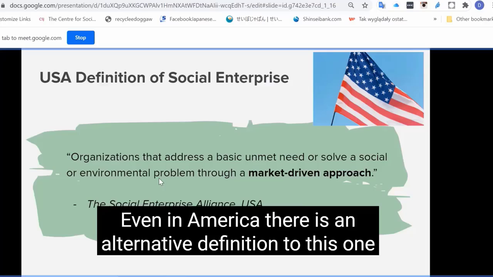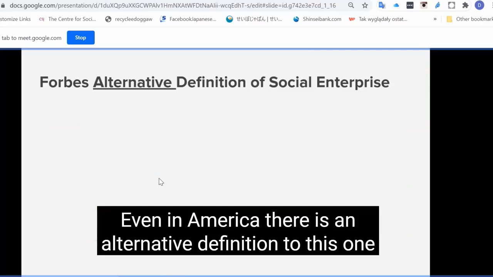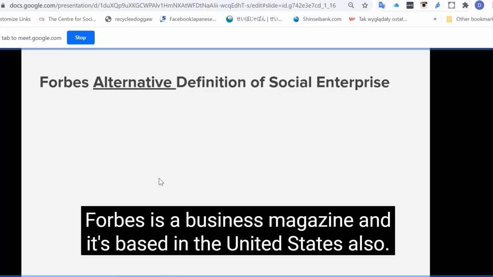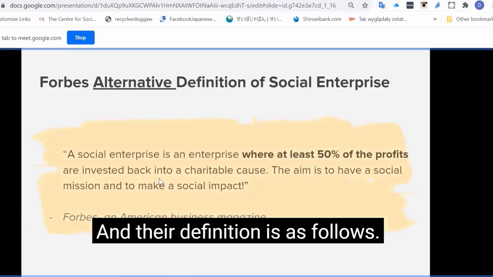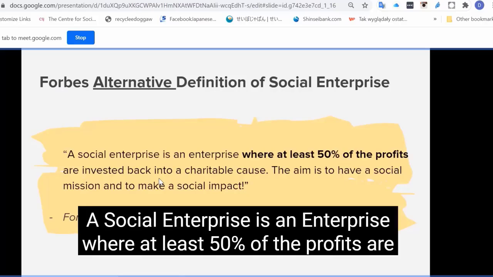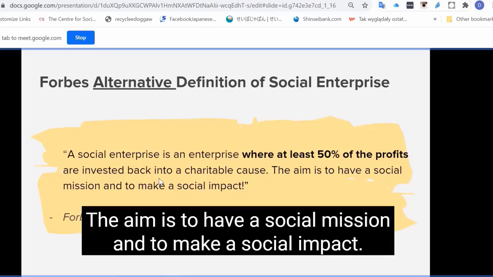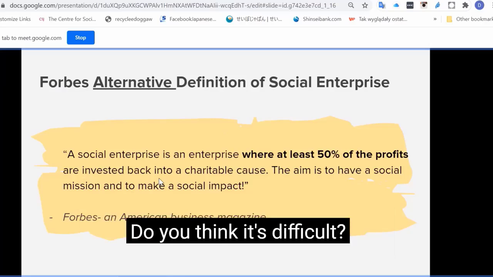Even in America, there's an alternative definition to this one. And here's the alternative. Forbes. Forbes is a business magazine, and it's based in the United States also. And their definition is as follows. A social enterprise is an enterprise where at least 50% of the profits are invested back into a charitable cause. The aim is to have a social mission and to make a social impact. Do you think it's difficult?